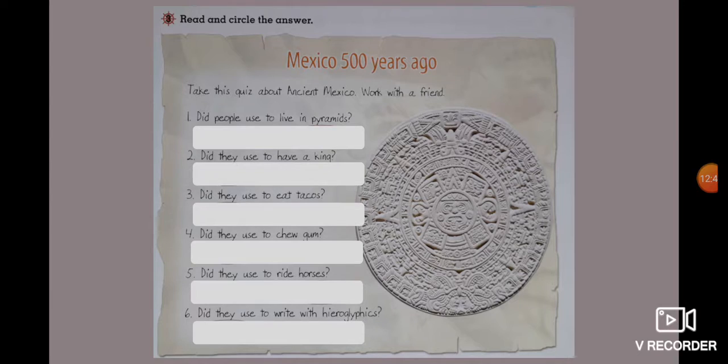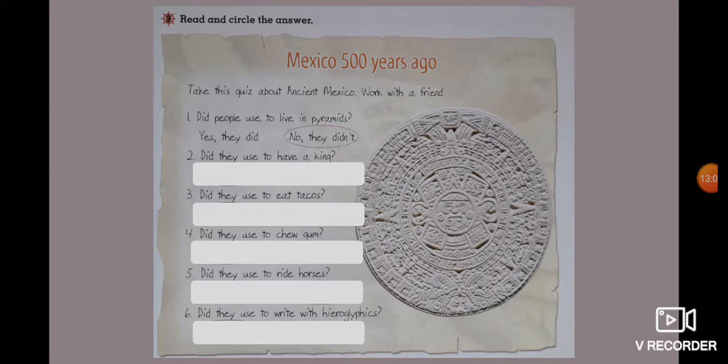This one is on page 57. Okay, so this one is about Mexico 500 years ago. Take this quiz about ancient Mexico. Work with a friend, okay? But in this case, you work with your teacher. Number one, did people used to live in pyramids? Yes, they did, or no, they didn't. In this case, no, they didn't.